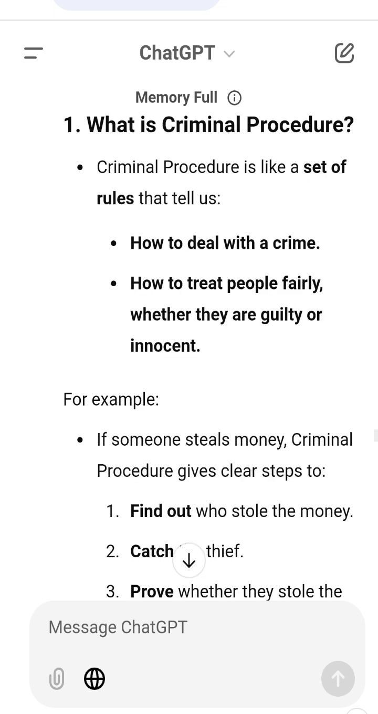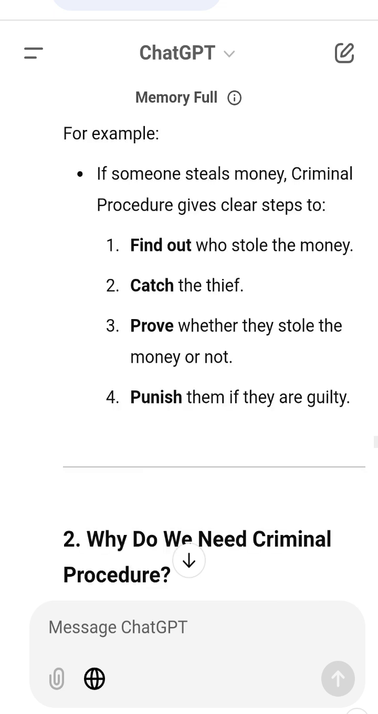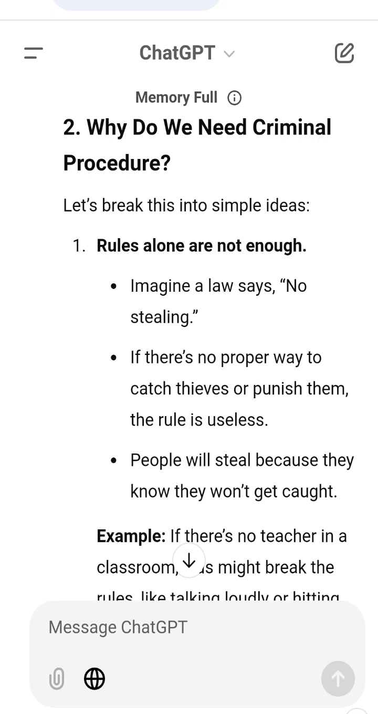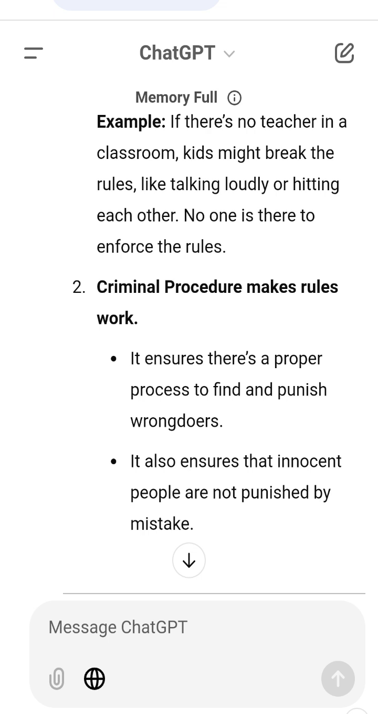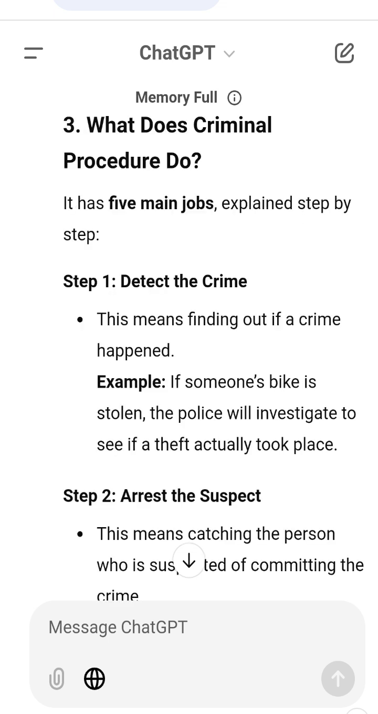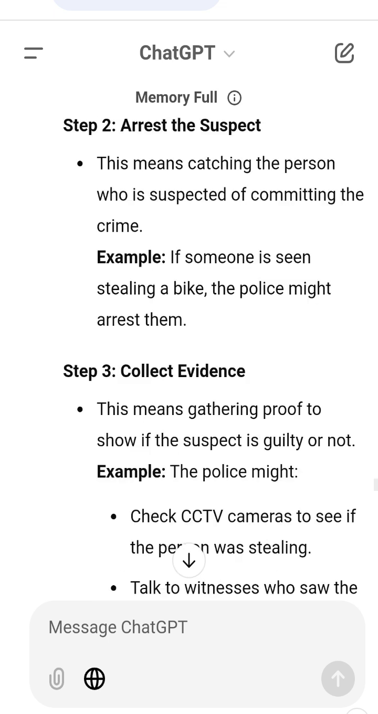6. Why is this important? Without criminal procedure: 1. The police could arrest anyone without proof, which would be unfair. 2. Powerful people might abuse their power to harm innocent people. 3. There would be chaos because no one would trust the justice system. Criminal procedure makes sure that: 1. Rules are followed. 2. Everyone is treated fairly. 3. Innocent people are protected.